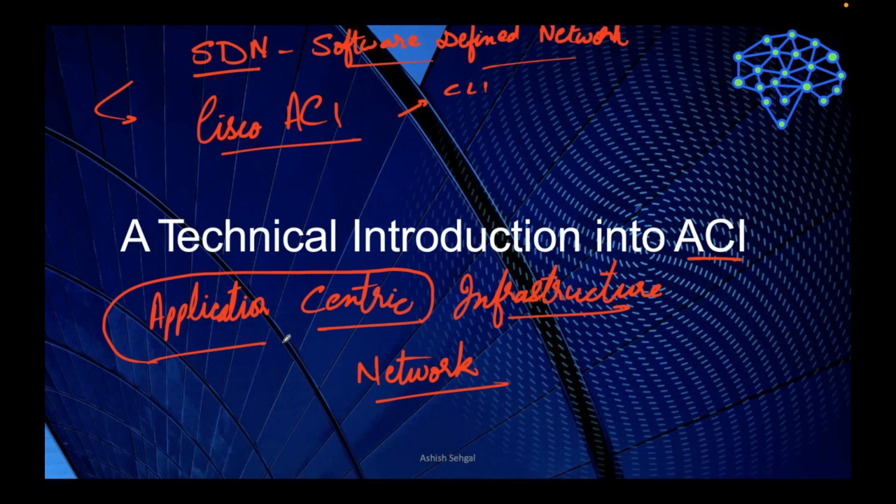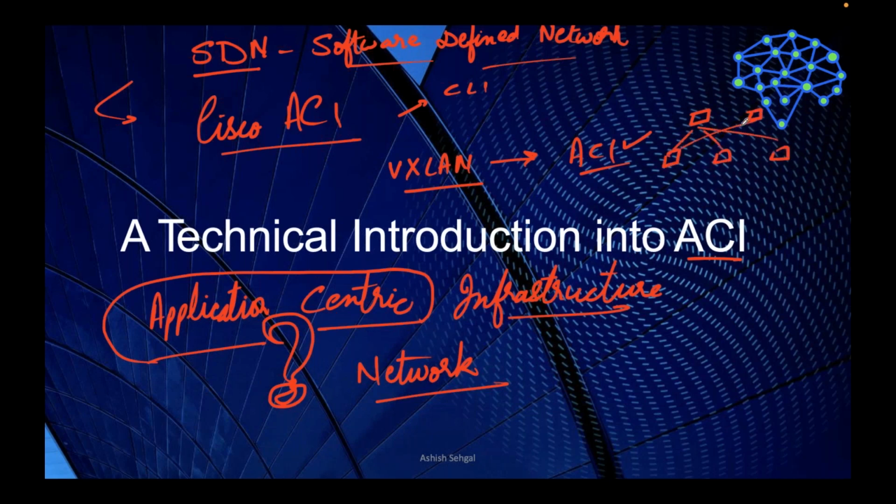Now the big question for our network engineers is, what is this application centric? This is one of the approaches. Application centricity is one of the approaches of configuring our switches. Those friends of us who have just completed VXLAN and are moving over to ACI, for them, understanding the topology of connecting the switches in ACI will not be a big challenge.